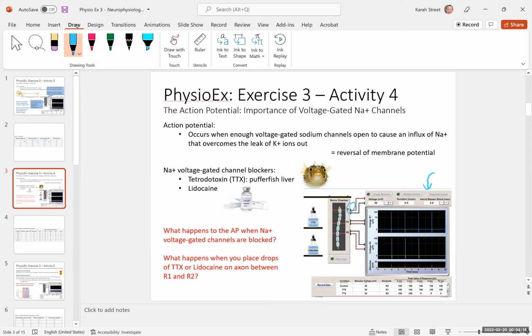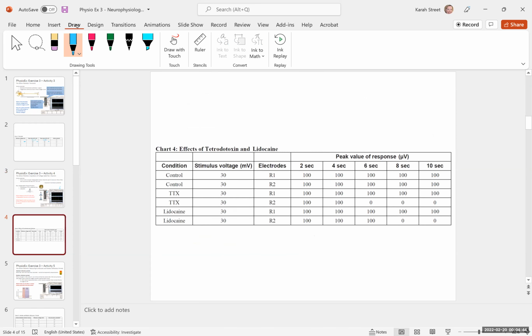So we are going to apply either tetrodotoxin or lidocaine in between recording electrode one and recording electrode two. When we apply the toxin or the drug, we should see that the action potentials downstream, the action potentials recorded by recording electrode number two should no longer exist. They should not happen. So first we did our control.